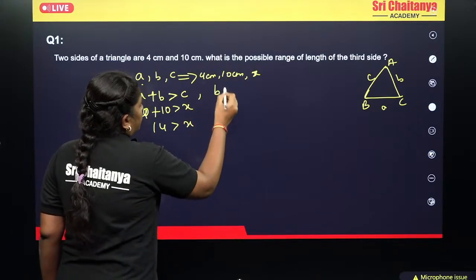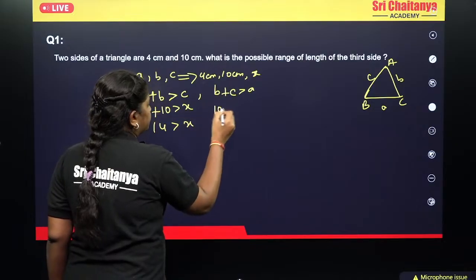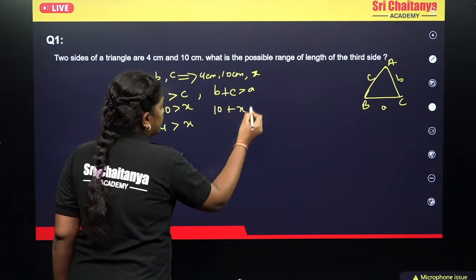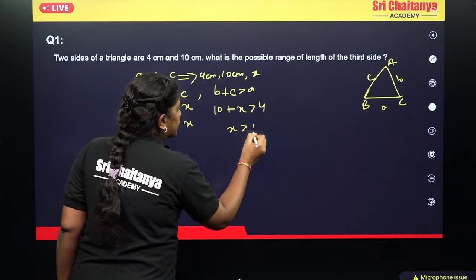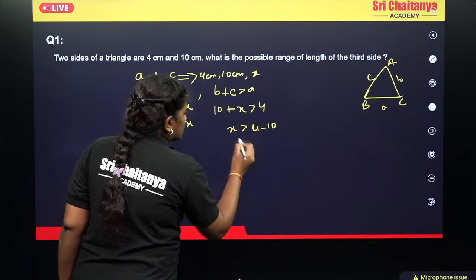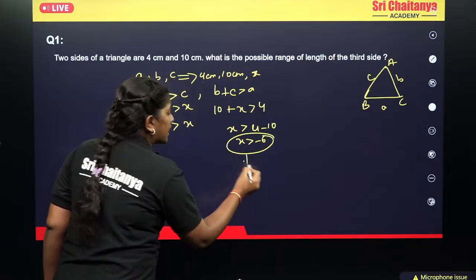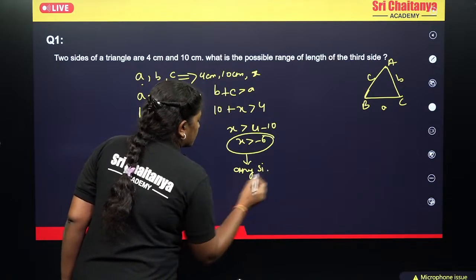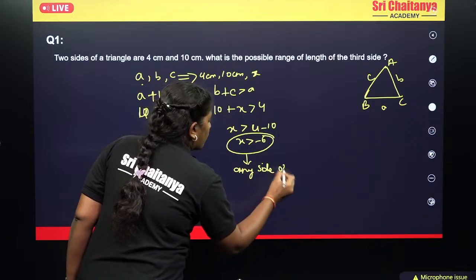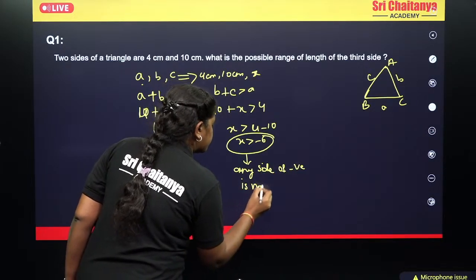Now moving to the next. So let's take b plus c greater than a. So b value will be your 10, plus c value will be your x, should be greater than 4. Now coming to here, x greater than 4 minus 10. So x should be greater than minus 6. We are not having any side of the triangle as negative. Okay, any side of negative value is not possible.